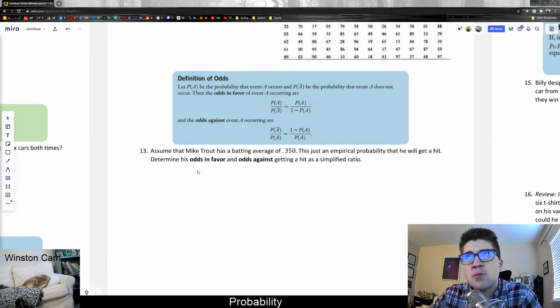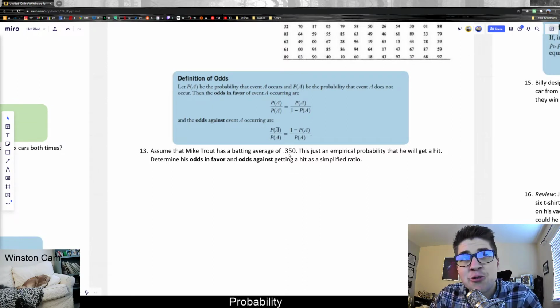So let's assume Mike Trout has a batting average of .350. Now, baseball batting averages are basically just percentages listed in decimal form with 3 decimal places. So essentially that means that 35% of the time Mike Trout will get a hit. And a lot of statistics in sports are empirical, meaning that they're collected from the athlete, having 100 or 1,000 or 10,000 at bats or whatever it may be.